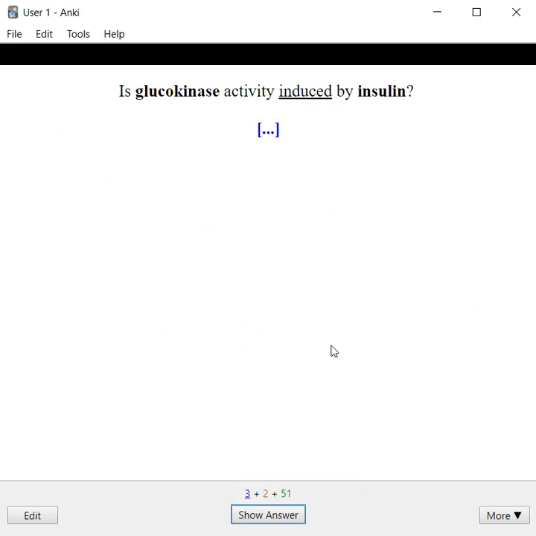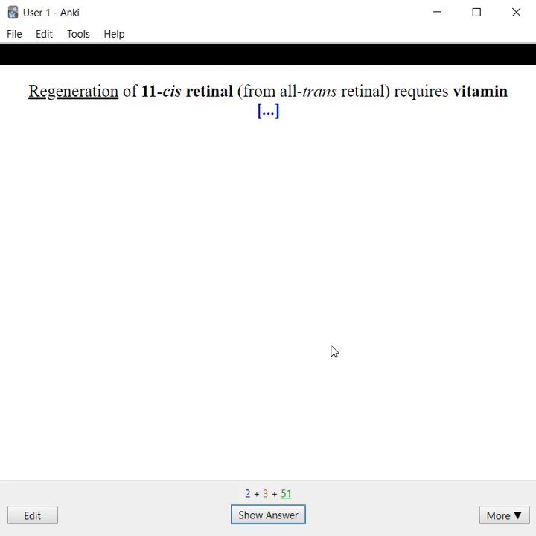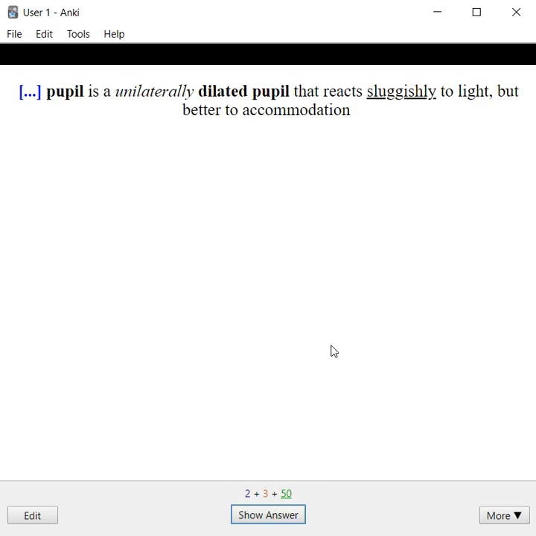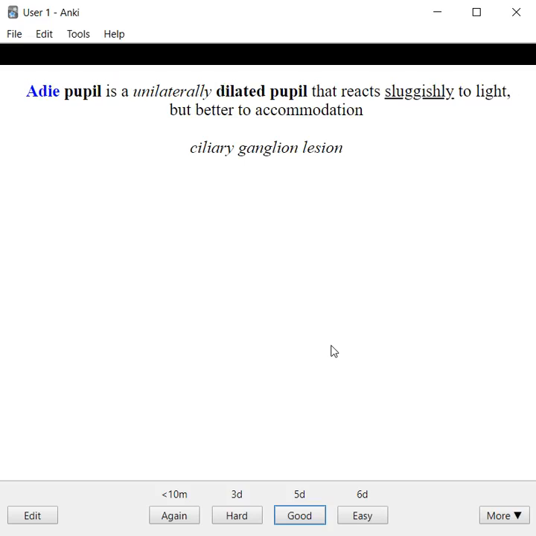Next question, is glucokinase activity induced by insulin? Yes. Regeneration of 11-cis retinal from all-trans retinol requires vitamin what? A. Deficiency of vitamin A causes night blindness. What type of pupil is unilaterally dilated, reacts sluggishly to light, but better to accommodation? An Adie pupil. This is a ciliary ganglion lesion.